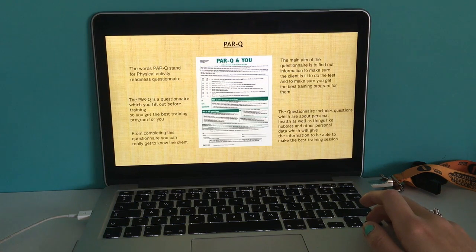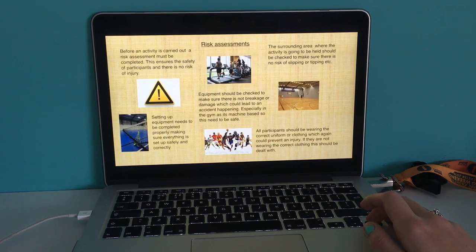PARQ. This stands for Physical Activity Readiness Questionnaire, which is taken by the instructors to reduce any risk of injury and also to be able to make sure they are able to make training sessions specific for the person they are with. Risk assessments. This is carried out to ensure the safety of participants.